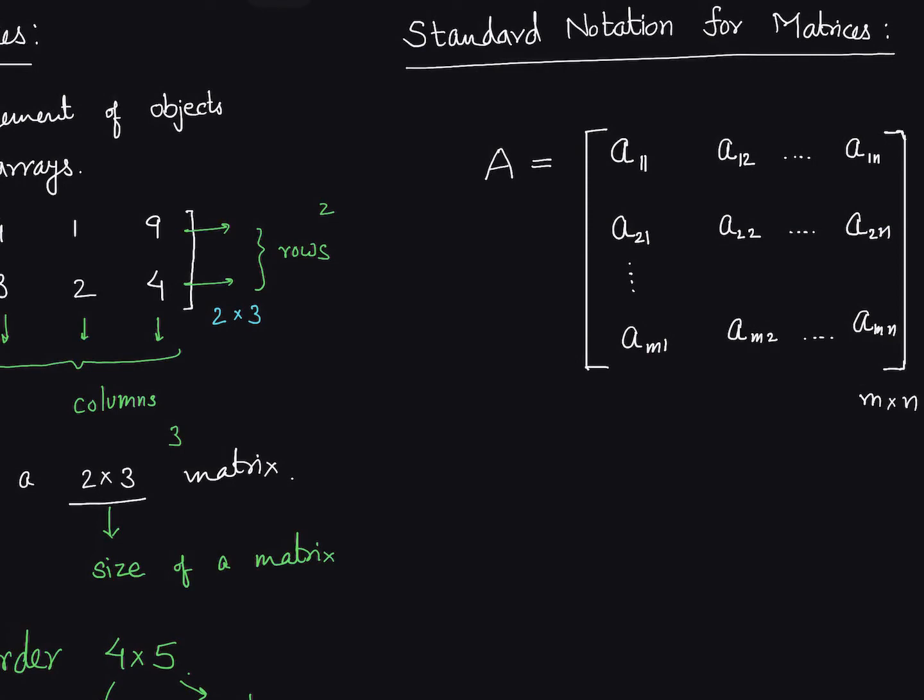So if it is written Aij, it means this is the ith row and jth column entry.